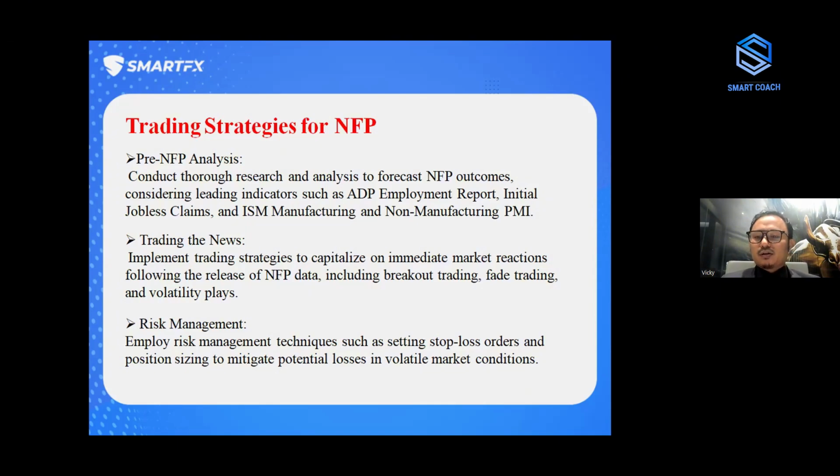All right, so let's come down to risk management. As I already explained earlier, how important risk management is. Employ risk management techniques such as setting stop loss orders and position sizing to mitigate potential losses in volatile market conditions. As I already explained, risk management is king.